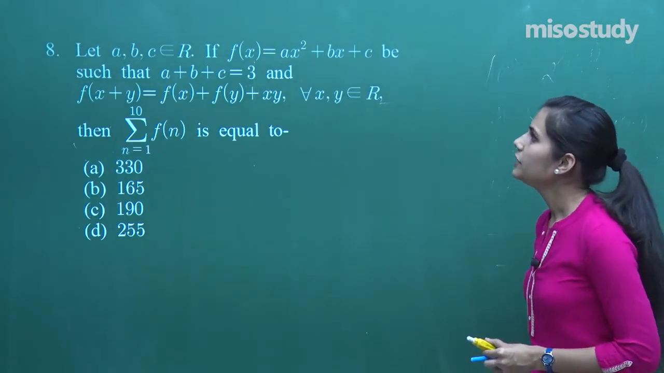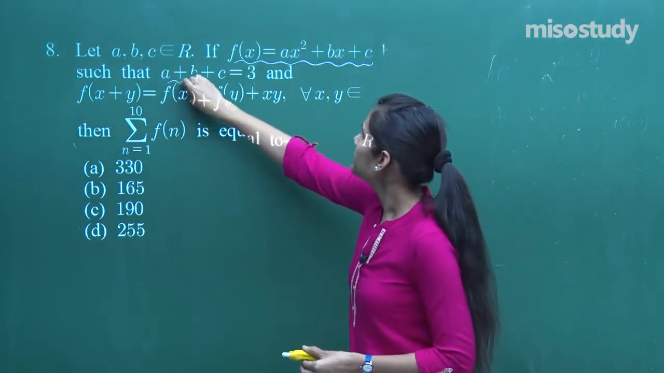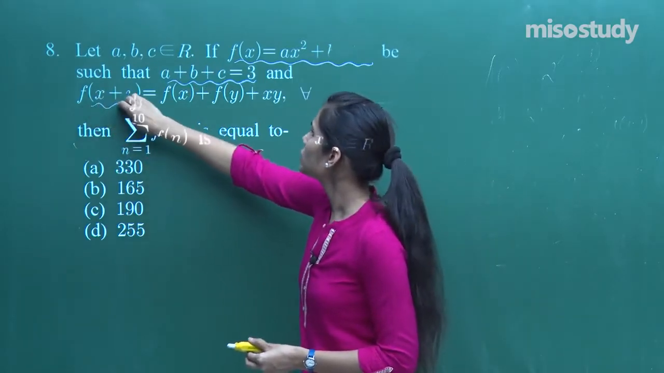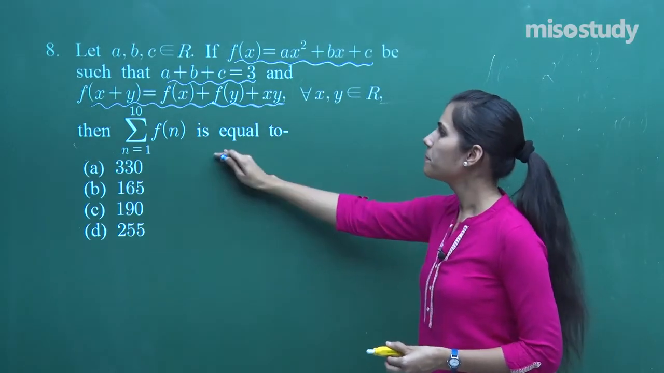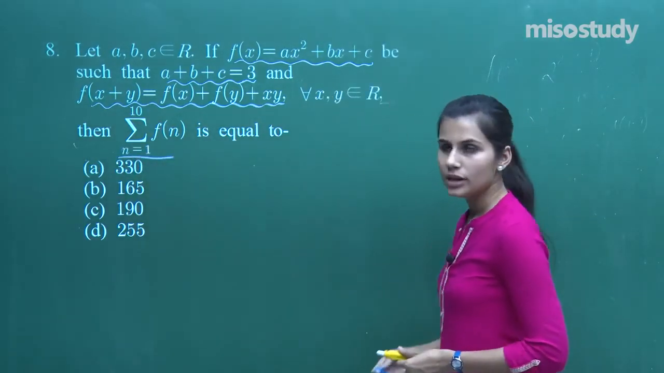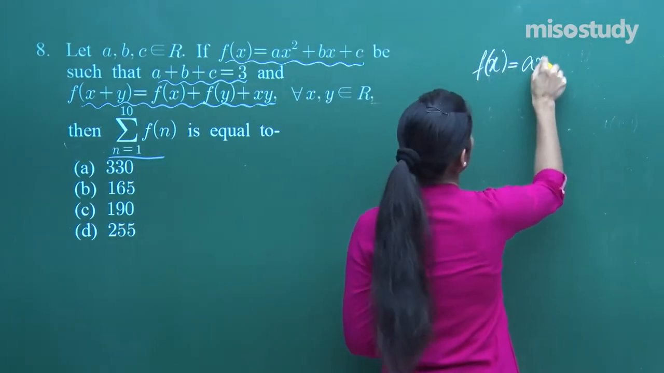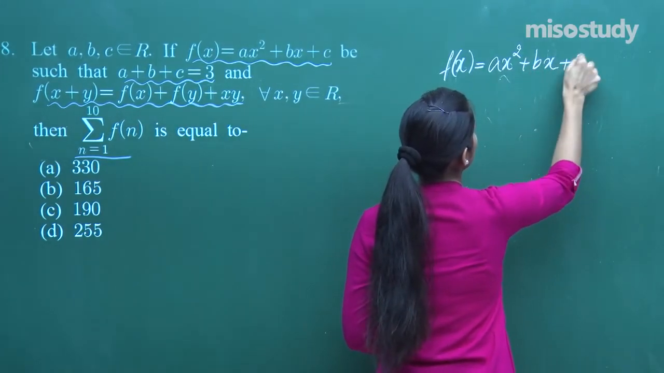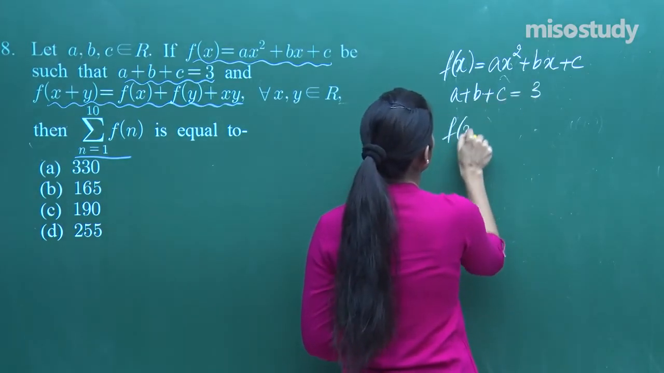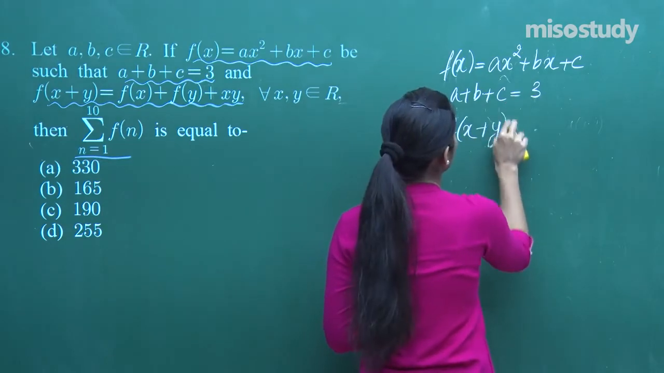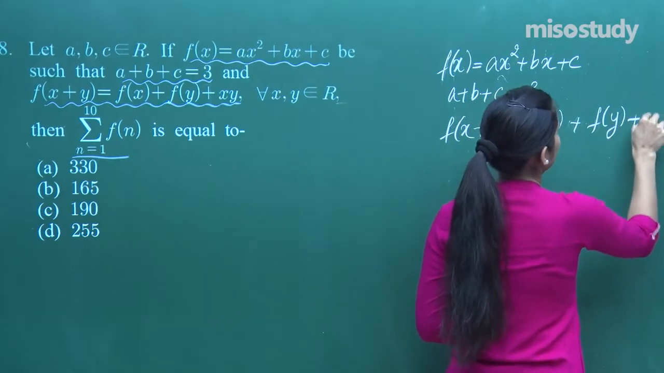Okay, so a, b, c are given real numbers. You are given a function f(x) = ax² + bx + c such that a + b + c is 3 and f(x + y) = f(x) + f(y) + xy for all x, y in R. Compute this summation. Let's begin. f(x) is given to be ax² + bx + c. Then you have a + b + c = 3. Then you have f(x + y) = f(x) + f(y) + xy.